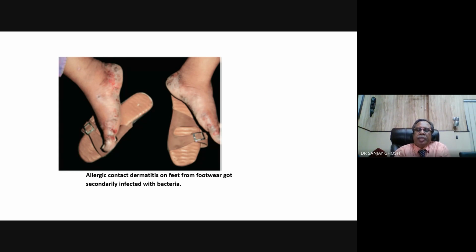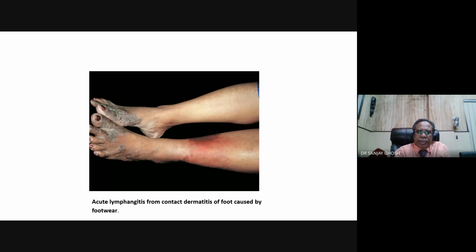So this could be a little serious. We can see contact dermatitis of the feet from the shoes, giving rise to cellulitis. This needs hospitalization. So we have to ask the patient to treat this, find the cause, and try to cure it. So complications you can avoid.